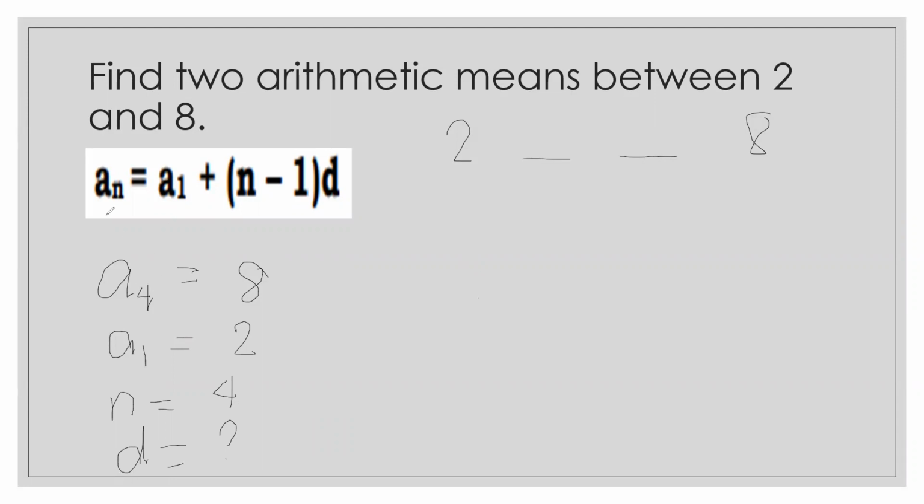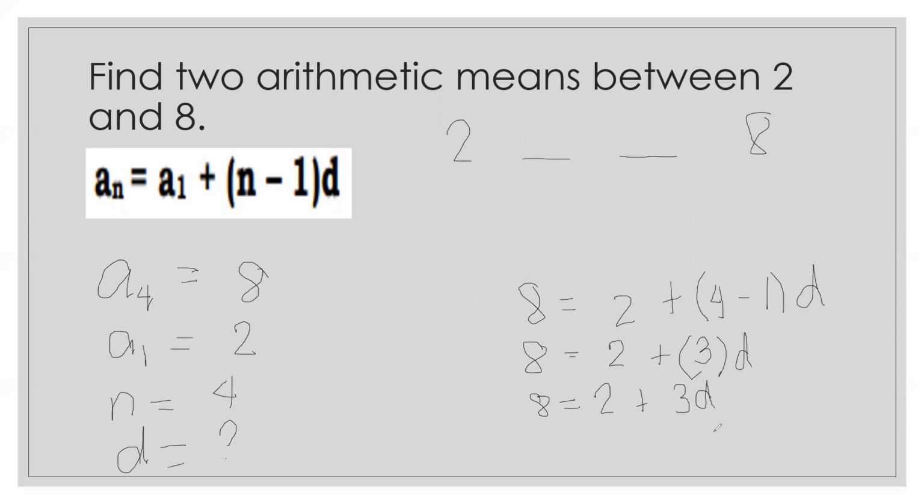So, tuloy natin ang formula. A sub 4, which is 8, is equal to a sub 1, which is 2, plus 4, which is n, minus 1 times d. Yan ang magiging form niyan. 8 equals 2 plus the quantity 4 minus 1 times d. So, solve ko muna yung nasa loob ng parenthesis. 4 minus 1 is 3. Then 8 equals 2 plus 3 times d. What is 3 times d? That will be 3d.